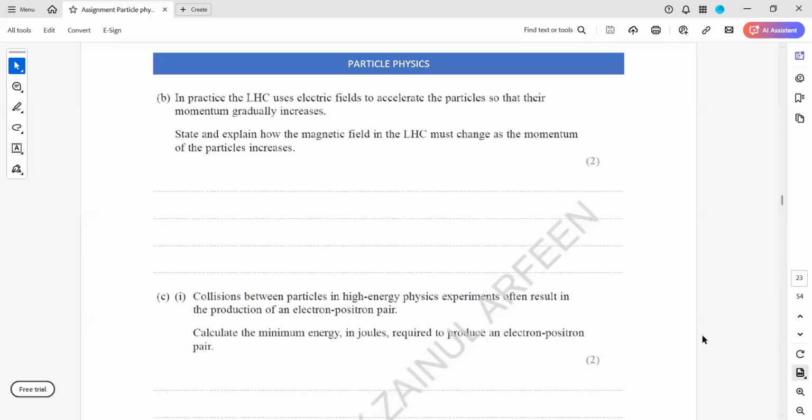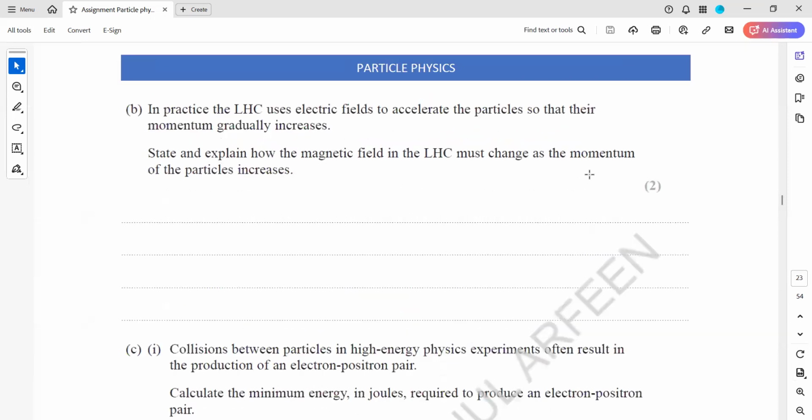In part B, in practice, the Large Hadron Collider uses an electric field to accelerate the particles so their momentum gradually increases. State and explain how the magnetic field in the LHC must change as the momentum of a particle increases. So we just derived a formula that R was equal to mv divided by qB.